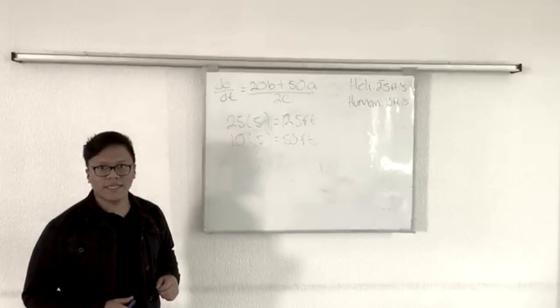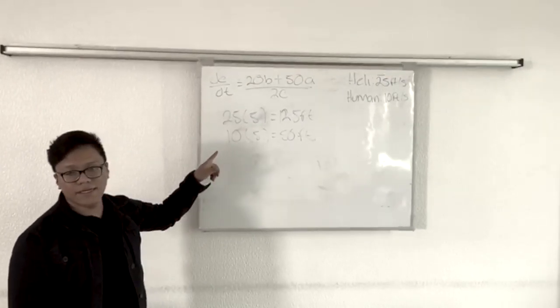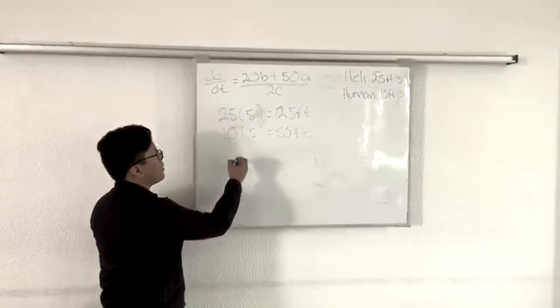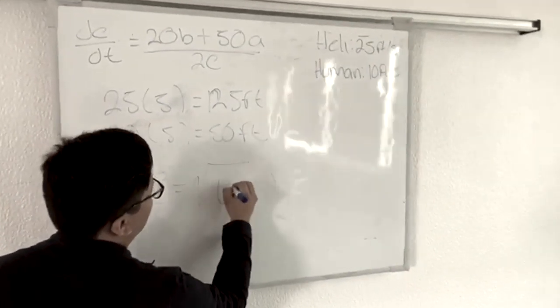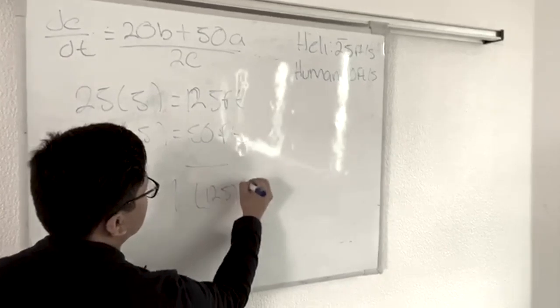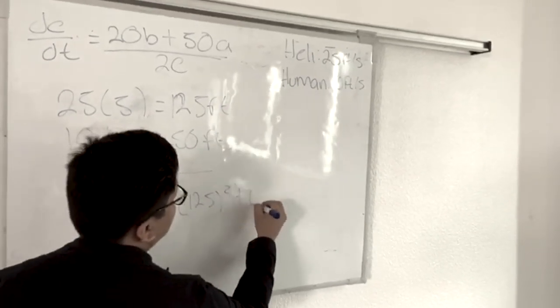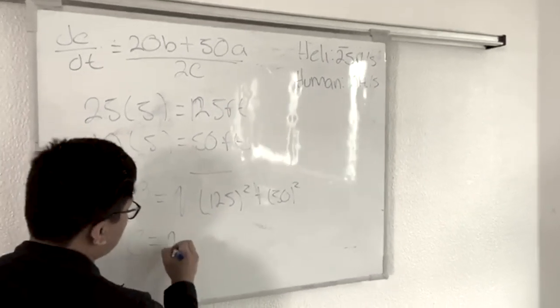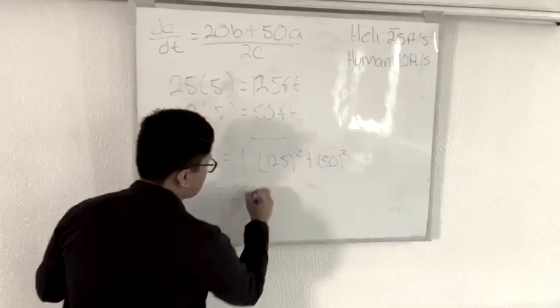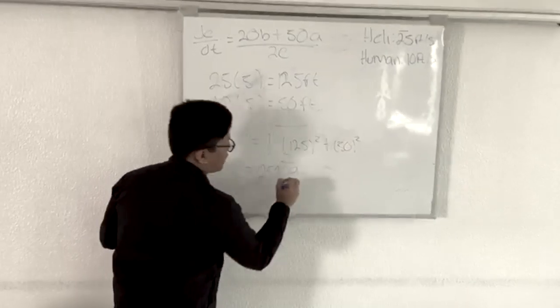In order to find c, we're going to replace this data in the Pythagorean formula, being c equals the square root of 125 squared plus 50 squared. This leads to c equals 25 square root of 29.